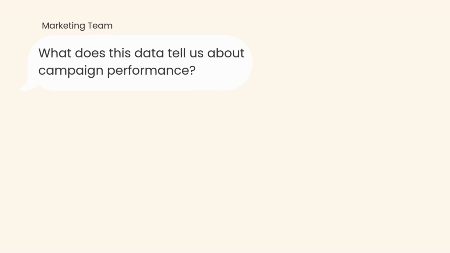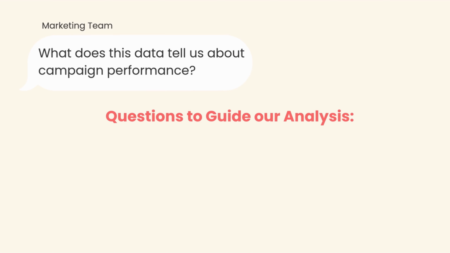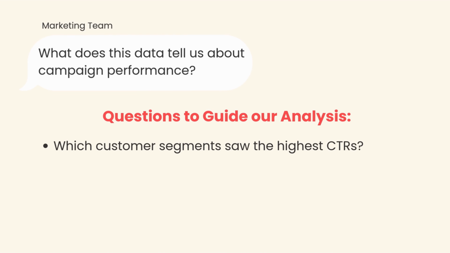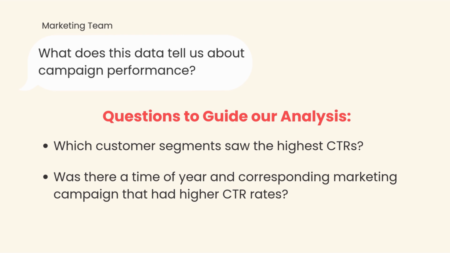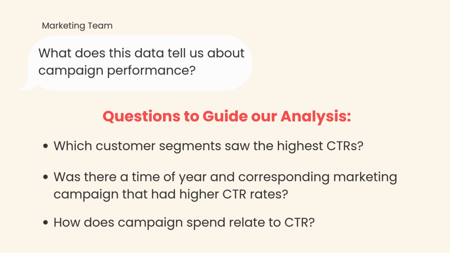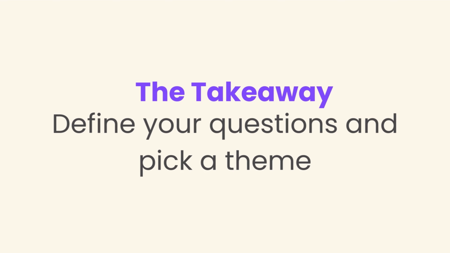So for our dataset, let's say a marketing team member asked us, what does this data tell us about campaign performance. There's a lot of different things and metrics we could focus on, but let's focus on click-through rate, or CTR, for this one. We could ask, which customer segments saw the highest CTRs? Was there a time of year and corresponding campaign that led to higher CTR rates? How does campaign spend relate to CTR? Pick 2 or 3 questions to start. You can always explore more later or even change directions entirely if your analysis doesn't really lead to any interesting results. The takeaway: define your questions and pick a theme.